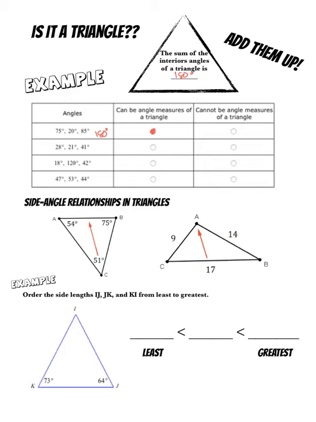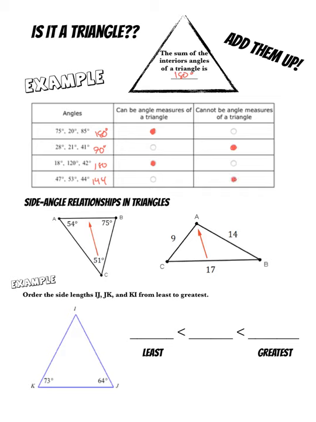Now, I don't even need a calculator to look at the next one. That is nowhere near 180 degrees. It's actually 20, 40, 60, 68. It's only 70 degrees. You cannot have a triangle with 3 angles that total up to 70 degrees. So let's add the next one: 18 plus 120 plus 42 gives me 180. Can be a triangle. And the last one, 47 plus 53 plus 44 equals 144 degrees. Cannot be a triangle.